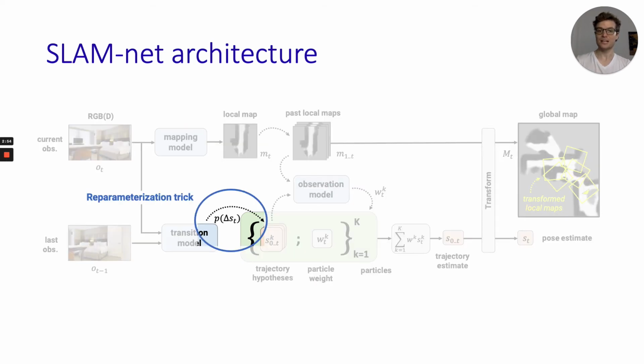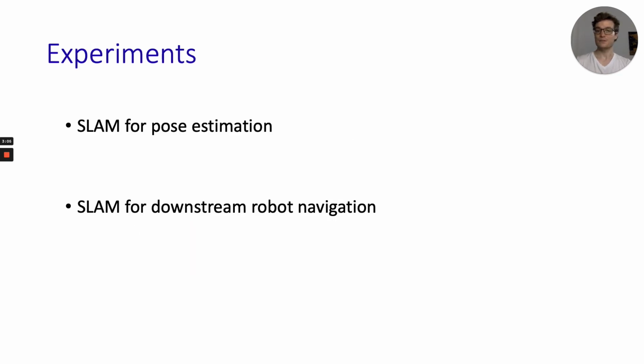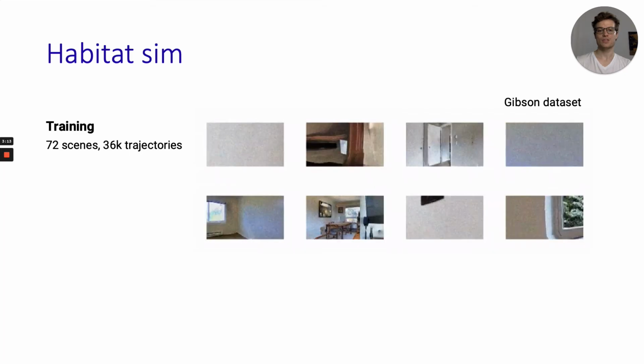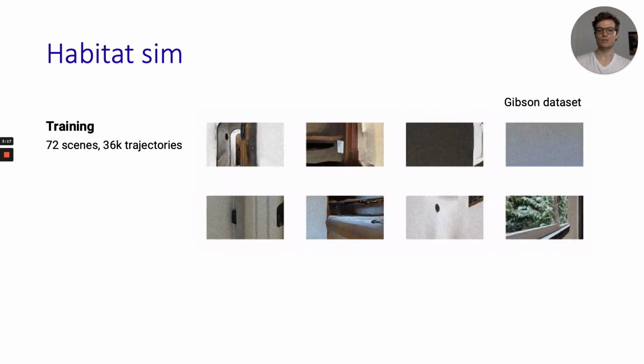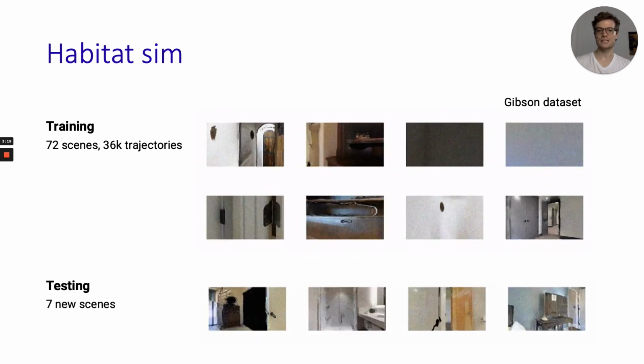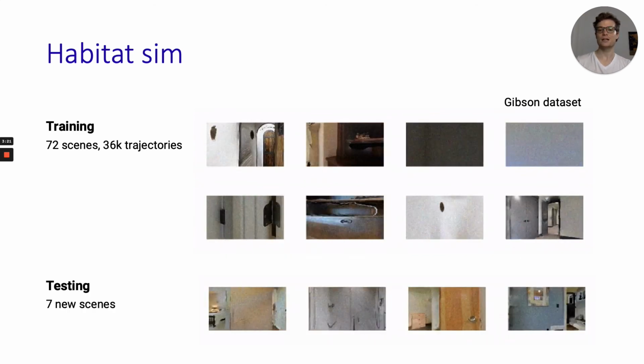To make the complete architecture differentiable, in the transition update we use the reparameterization trick, and in the observation model we use spatial transformers. We evaluated SLAM-net both for pose estimation and downstream navigation in previously unseen environments. Training data is collected in the Habitat simulator, which has real-world indoor image data. We then did testing in new environments that were not in the training set.